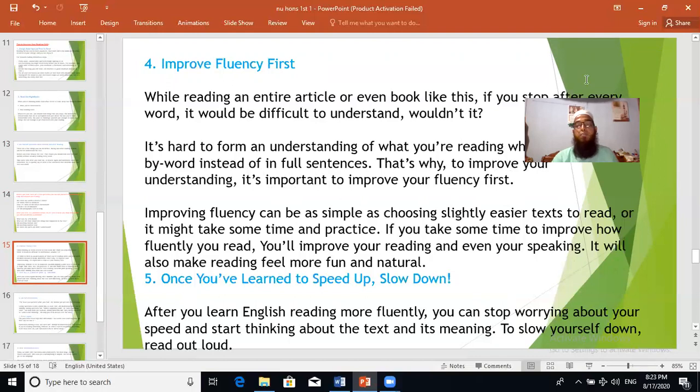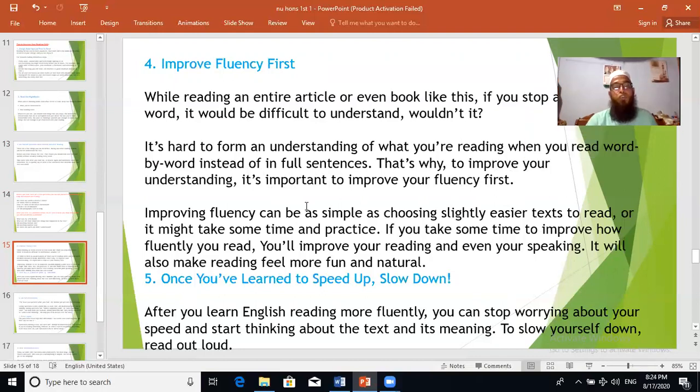Improving fluency. Improving fluency can be as simple as choosing slightly easier texts to read, or it might take some time and practice. If you take some time to improve how fluently you read, you will improve your reading and even your speaking. It will also make reading feel more fun and natural.